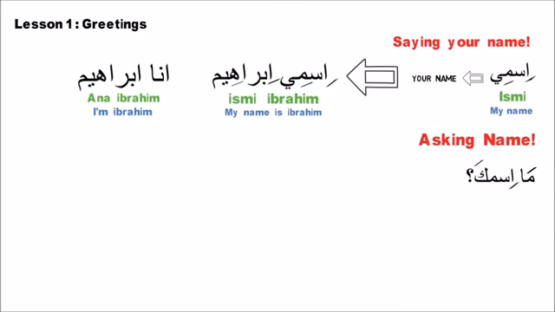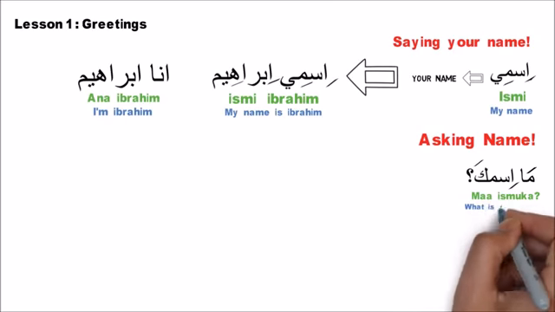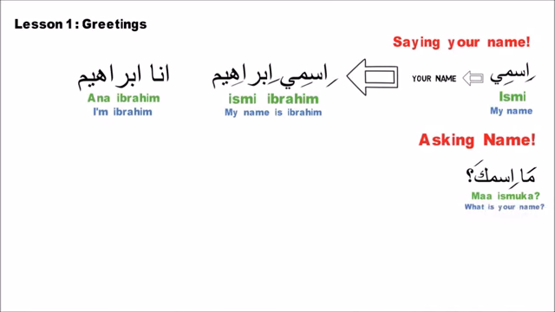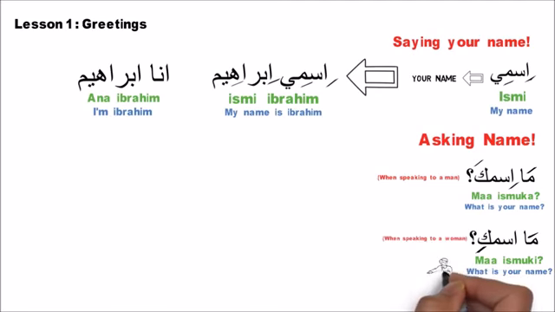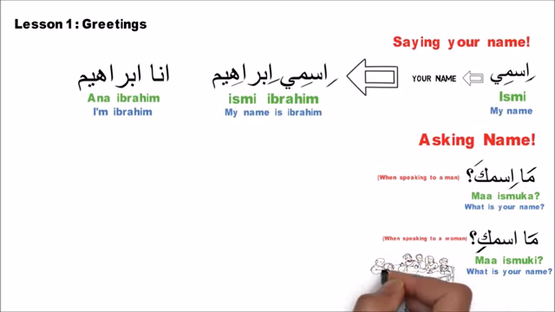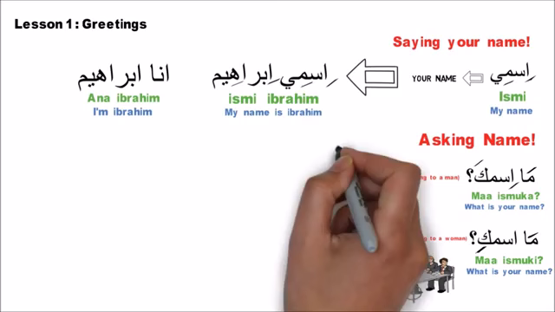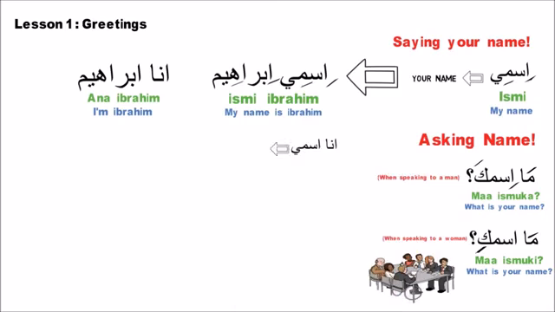And now how to ask the name. Ma ismuka? Means what is your name. And again for female, Ma ismuki. At the end, it's ka for male and ki for female. Remember, it's always important to say the correct gender word. Otherwise, if you are a beginner, then they will understand that you are learning Arabic and it's not a big deal to be wrong, because mistakes always make us strong in our speaking and we cannot learn without any mistake. So be happy with that.